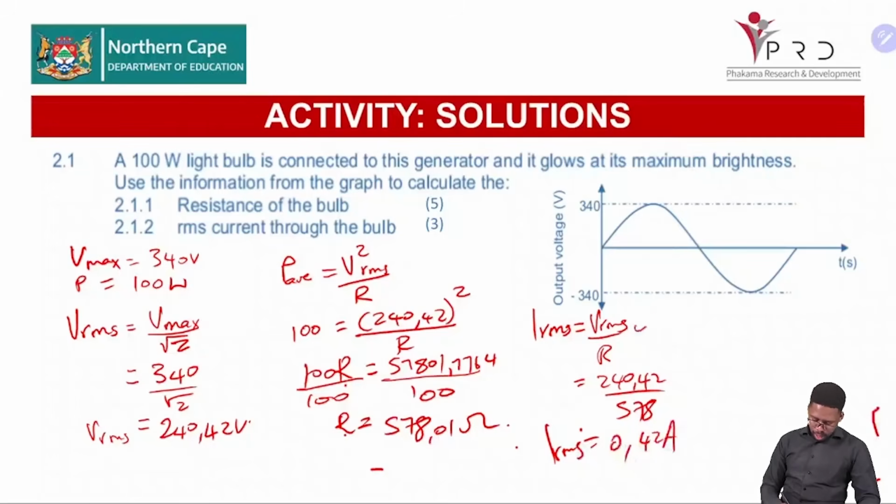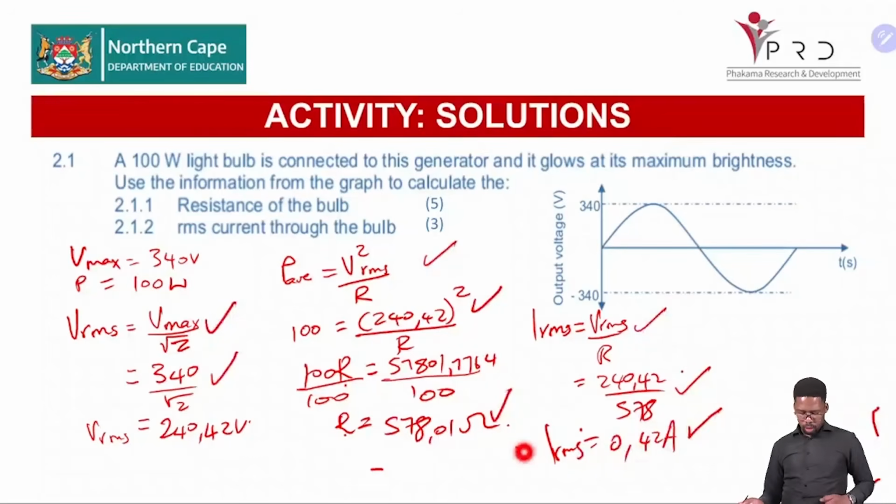So you get 3 marks. 1 mark for the formula, substitution, and the answer. Here for 5 marks, formula, substitution, and then 1, 2, 3. So that's how you get these marks. And you can see, if you write the correct formula and you substitute, you can be guaranteed maximum marks.